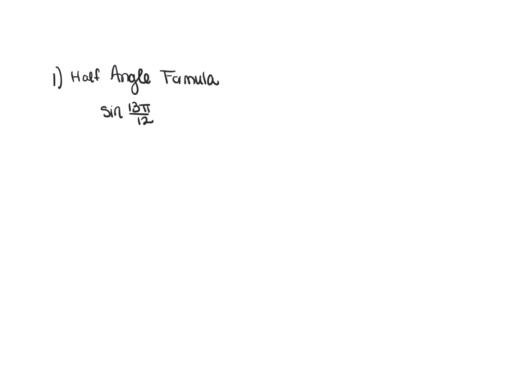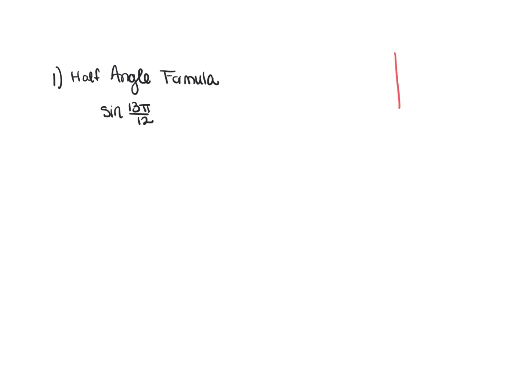So the first problem we have under the half angles is to find sine of 13 pi over 12. And it says find the exact value. So we have to leave it as radicals, roots, fractions, whatnot, but no rounding. And you won't have a calculator, so it won't matter.